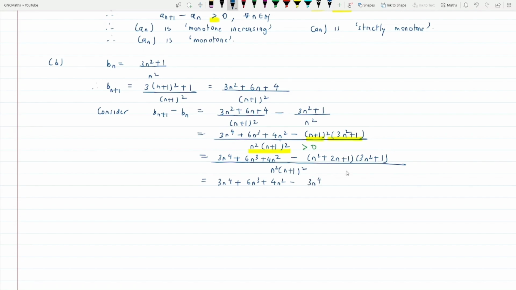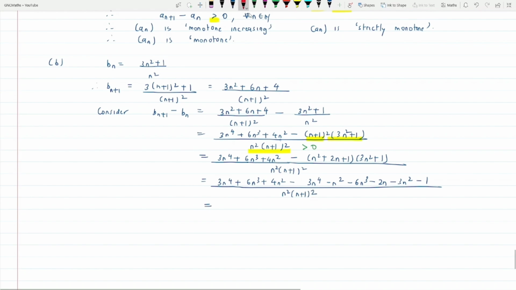Then we are going to get n square times 1, which is n square. Now since there is a minus out, we are taking care of that. Multiplying 2n with the binomial, we get minus 6n cube minus 2n, and lastly multiplying 1 with the binomial, we get minus 3n squared minus 1, and this is divided by n squared times (n plus 1) squared.